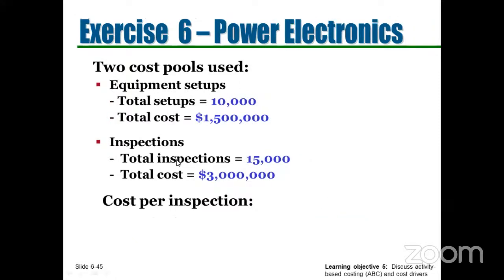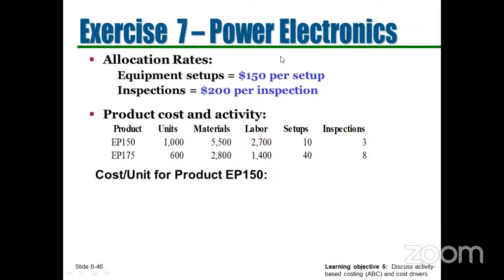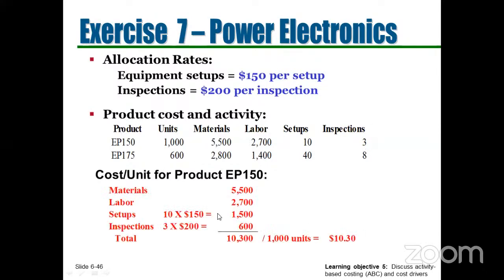Second example, inspection: you can see that 3 million divided by 15,000 times is 200 per inspection. So it's a different pool they use already. You see in this example, they work out 150, 200. So they have the products EP150 and EP175. These are the units, material, labor, setup given already. So you can see a very good example here.